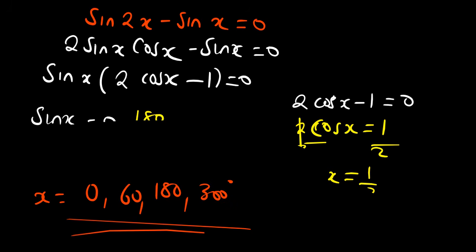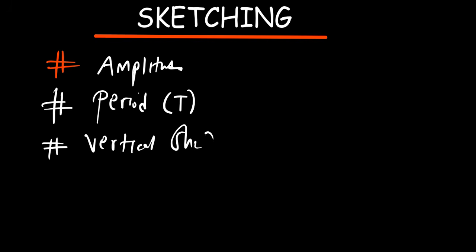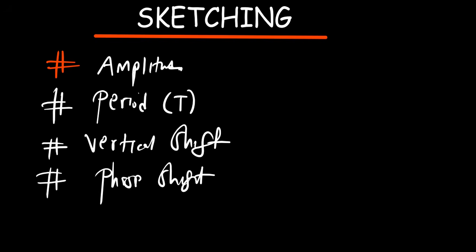Now that we've talked about equations, let's talk about the last part. The last part, we're talking about sketching. So now on sketching, these are some of the important things that I want you to remember. It's very important that you know these concepts. We're going to talk about what we call an amplitude, a period, a vertical shift, and a phase shift. Basically, these are among the most important things that you're supposed to understand.